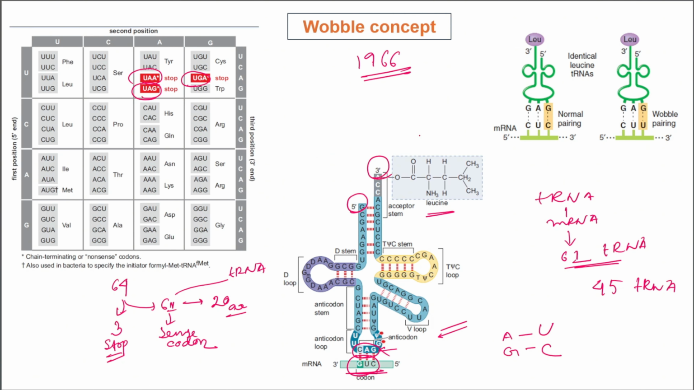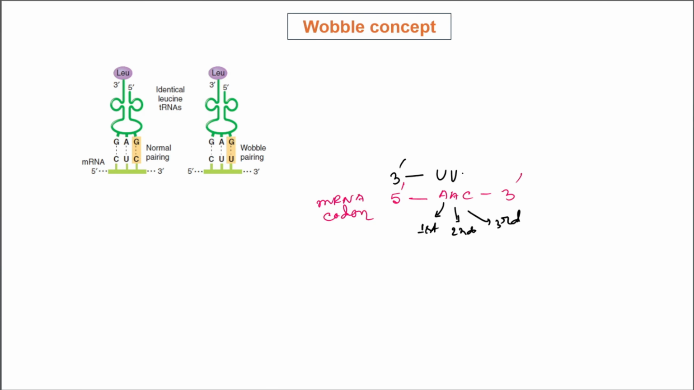Suppose the codon on the mRNA is 5' AAC 3'. This is the mRNA codon, and this is the first base, this is the second base, and this is the third base. And its complementary anticodon on the tRNA would be 3' UUG 5'. This is the anticodon on tRNA. So this is the first base, this is the second base, and this is the third base, counting from 5' to 3', and this is the complementary base. So now look carefully at the third base of the codon, the C in the AAC. This third position is special. It is the wobble position.